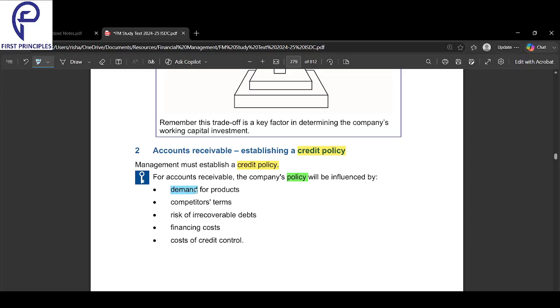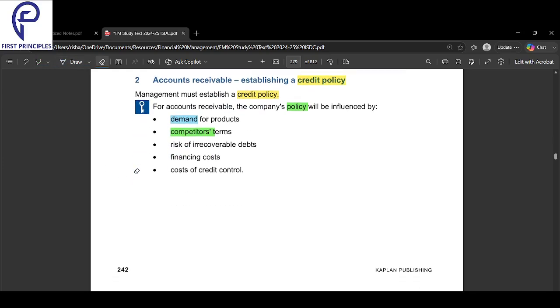Second, competitors' terms. Match what the competitors offer. If they give 30 days, you probably have to give the same. So you have to see what your competitors are giving. If Zomato is giving a generous credit policy and Swiggy is not, then all of us will go to Zomato. If your competitors are giving a lot, then it's a problem.